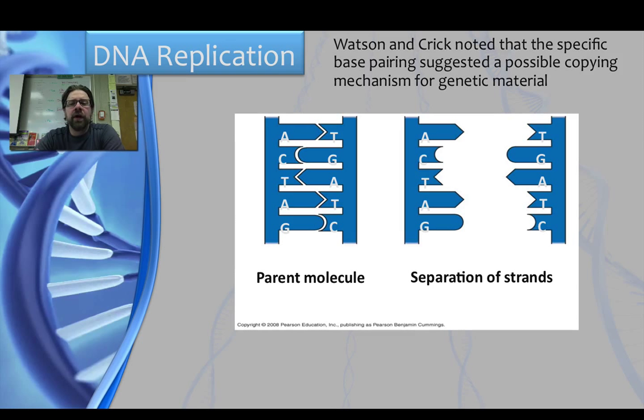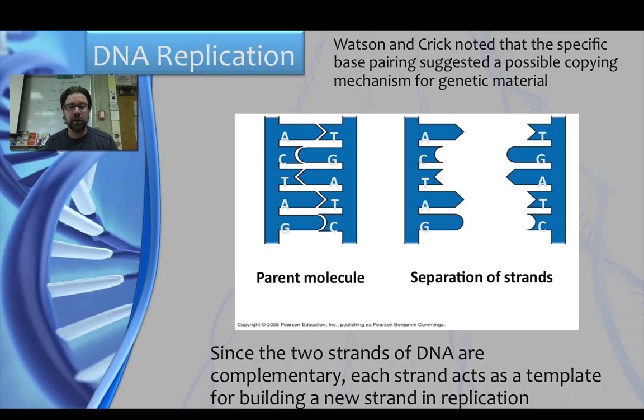So Watson and Crick noticed that the specific base pairing they were able to come up with upon completion of their model suggested a possible copying mechanism for the genetic material. Since the two strands of DNA are complementary, each strand will act as a template for building a new strand in replication. So what that means is if these two strands can come apart, now you have half of a molecule that is predetermined.